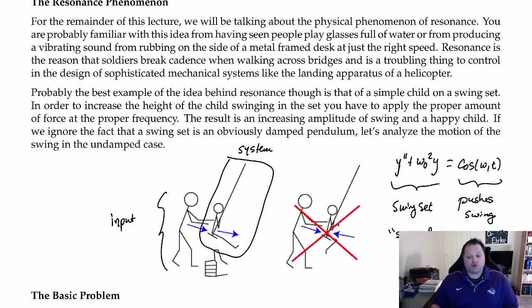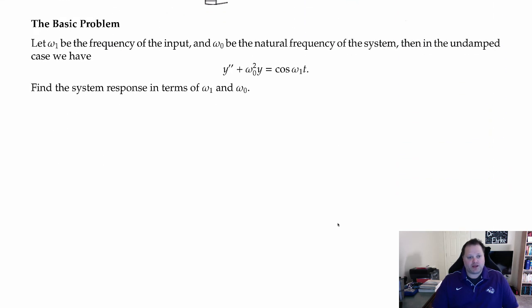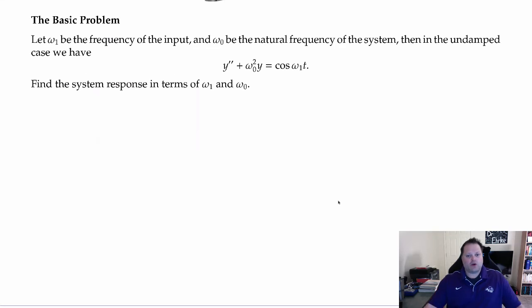And it's very important to understand when each of these happens mathematically. So the basic problem that we are faced with today is this one. We're going to let omega 1 be the frequency of the input, meaning the frequency with which the person on the outside is pushing the swing. And we're going to let omega naught be the natural frequency of the system. It's just naturally the frequency you would oscillate with if you were just swinging alone.